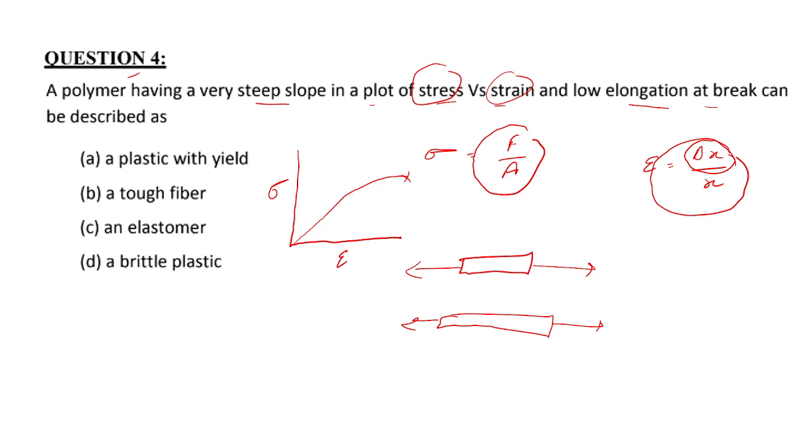So our question is asking about a polymer having a very steep slope in a plot of stress versus strain and low elongation. Elongation is low means strain is low. So the question is asking that you are applying the stress, but there is low elongation.